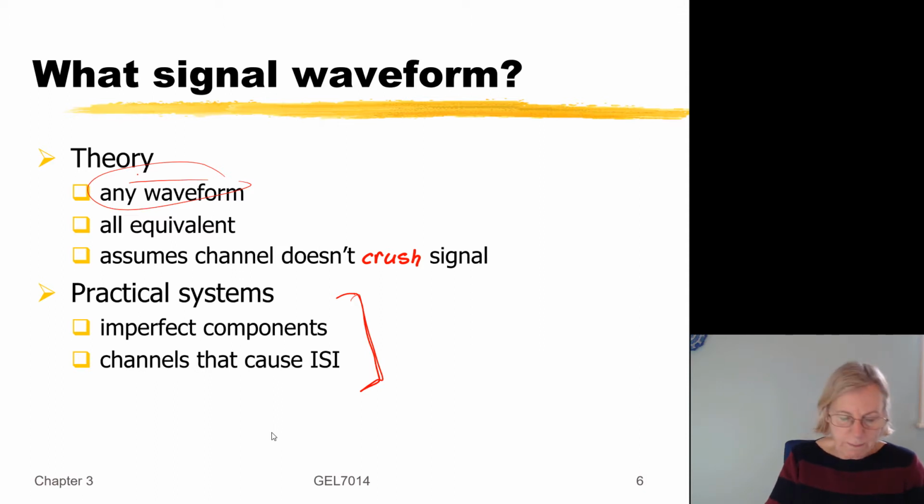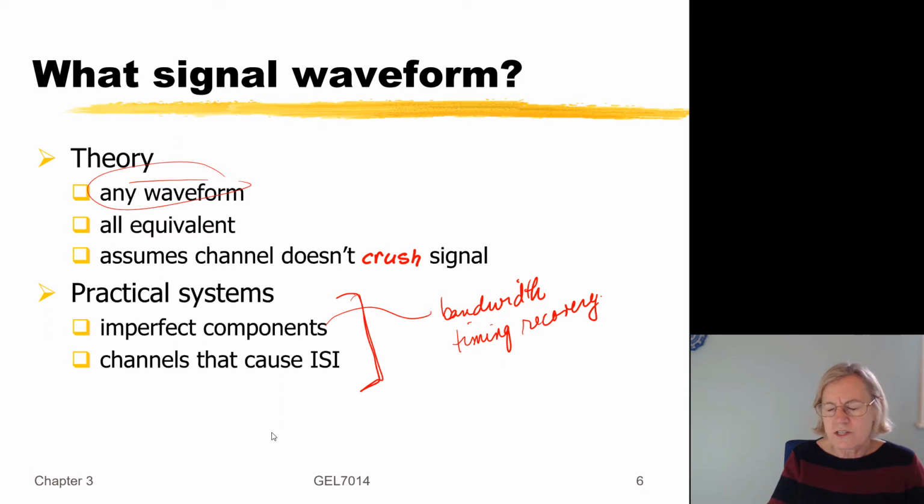I'll just mention one example of imperfect components. That could refer to the bandwidth of the components. Maybe they're limited in bandwidth. When we say the channel is crushing the signal, it's because we're using some component that doesn't have much bandwidth. Or it could be, for instance, the timing recovery. Timing recovery is needed. We have this idea of a sampling receiver, and a sampling receiver needs to have timing. It needs to know when to sample. What's the ideal time to sample? And because of that, that's another imperfection that can come into the system.